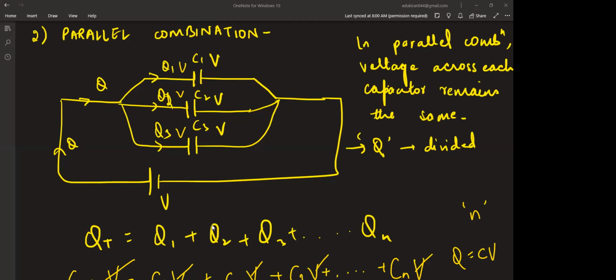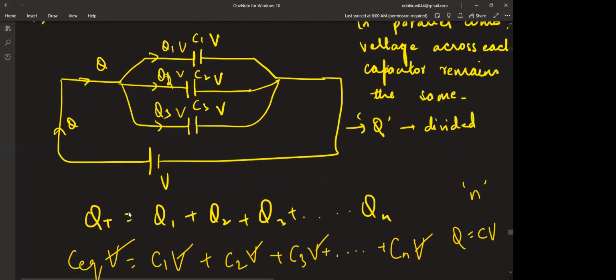Mariam, see, potential, all these values are getting cut because they are the same. If you take this V common from here, and V is already here, so V will get cancelled. Ultimately, just take V common from here. What are you left with? C1 plus C2 plus C3 till Cn. So V from here and V from here will get divided, because it is the same.